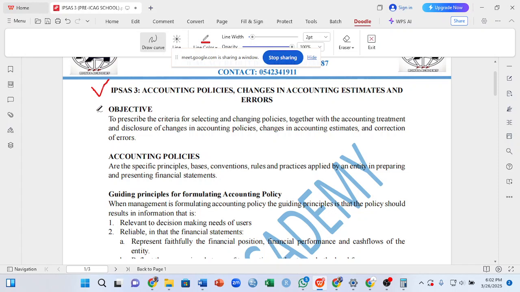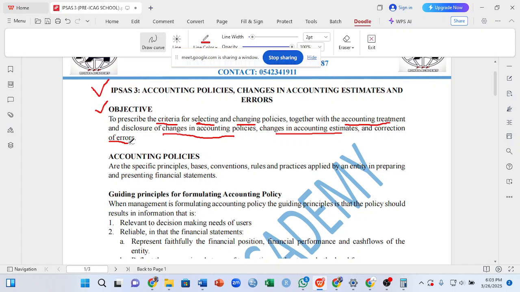So, IPSAS 3 is on accounting policies, changes in accounting estimates, and errors. The objective of this standard is to describe the criteria that one will need in order to select an accounting policy, in order to change an accounting policy. What is the criteria involved? And also, you're going to look at the accounting treatment for these as well, and then the disclosures relating to changes in accounting policies, changes in accounting estimates, and then correction of errors.